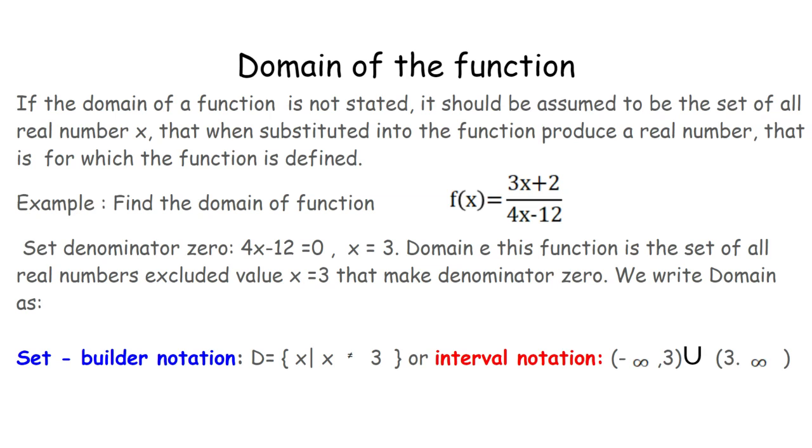The domain of this function is the set of all real numbers, excluding the value x equals 3 that makes the denominator 0. We write the domain in set builder notation: D equals the set of all real numbers x such that x is not equal to 3. Or in interval notation, the interval negative infinity to 3, union 3 to infinity.